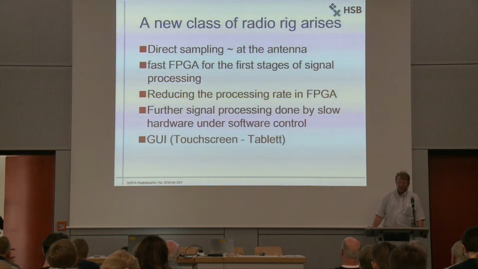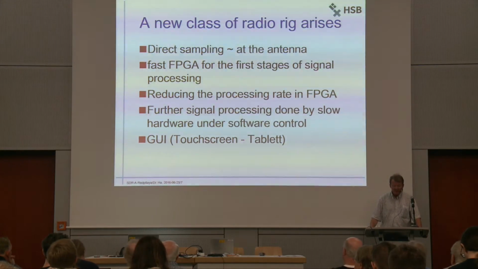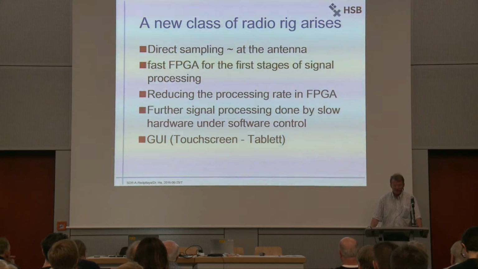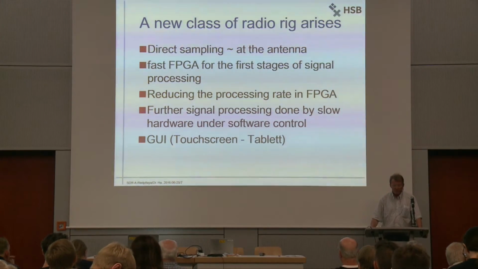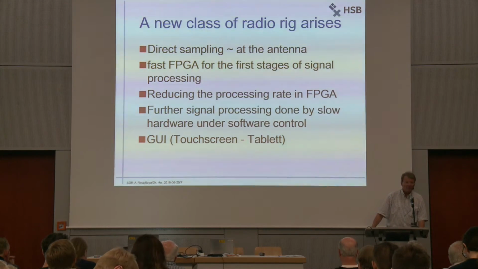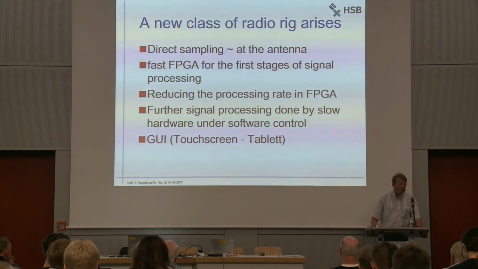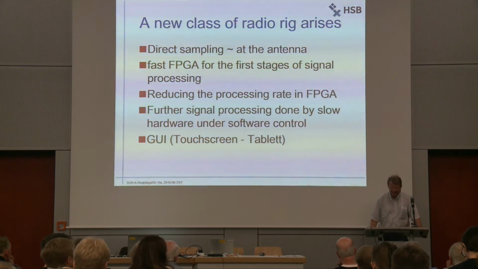A new class of radio rig arises, in my opinion. It's a direct sampling system at the antenna, a fast FPGA for the first stages of signal processing, reducing the processing rate in the FPGA, and further signal processing will be done by slow hardware, maybe the dual-core ARM. The dual-core ARM A9 operates at a few hundred megahertz, and they are doing everything we use with the ordinary audio processing. Okay.